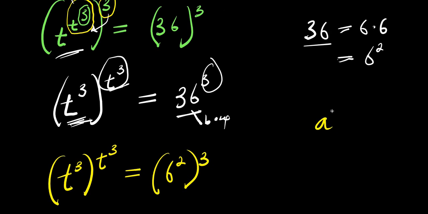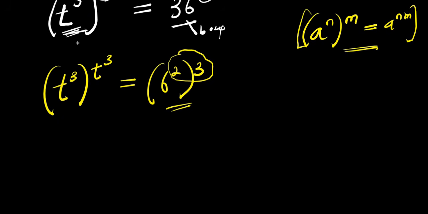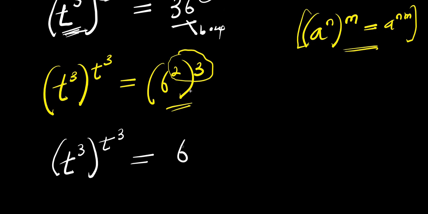Now, if you have a^n raised to the power of n, this equals a to the power n times n. I go ahead and apply this identity here. I'm going to multiply this exponent out. So what I'm going to have right now will be t^3 raised to the power of t to the power of 3, and this equals 6 to the power of 2 times 3, that is 6.